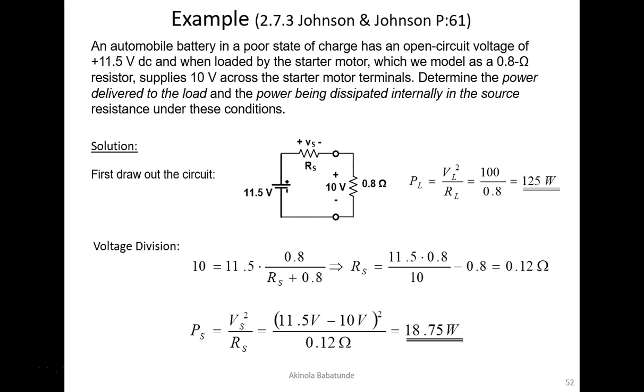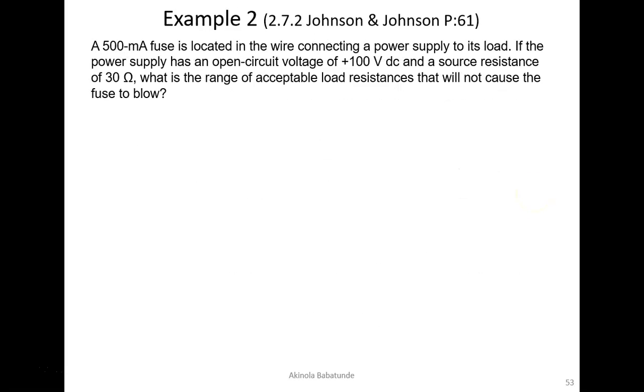Okay, take your time, go over this example again and again, and get the best out of the concept shared. Let's take one more example. A 500 milliampere fuse is located in the wire connecting a power supply to its load. If the power supply has an open circuit voltage of 100 volt DC and a source resistance of 30 ohms, what is the range of acceptable load resistances that will not cause the fuse to blow?